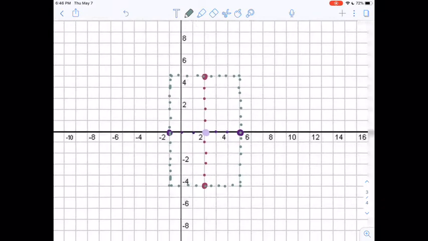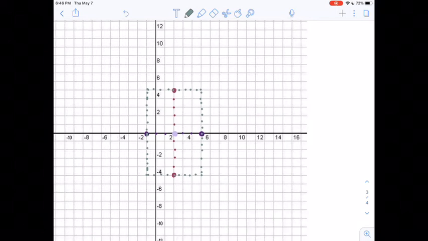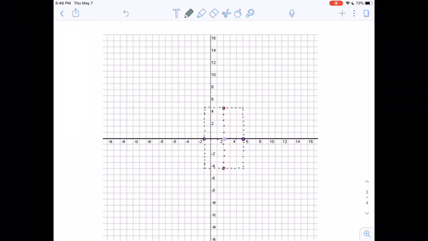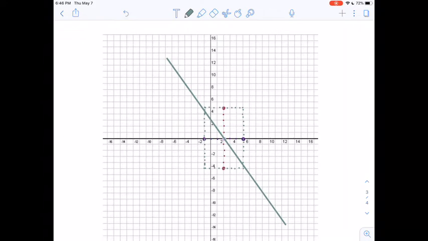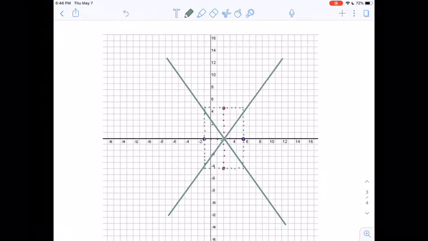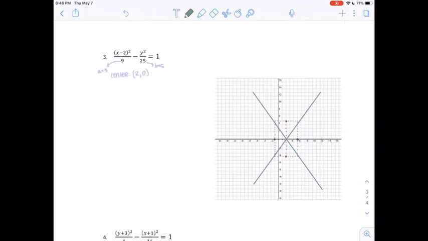Okay, and again, to create my asymptotes, it's going through the corners of the rectangle through the center. Let's make them nice and long so I can have longer graphs. And then this one. So there's my asymptotes. And let's see which one of these is going to be my vertices.